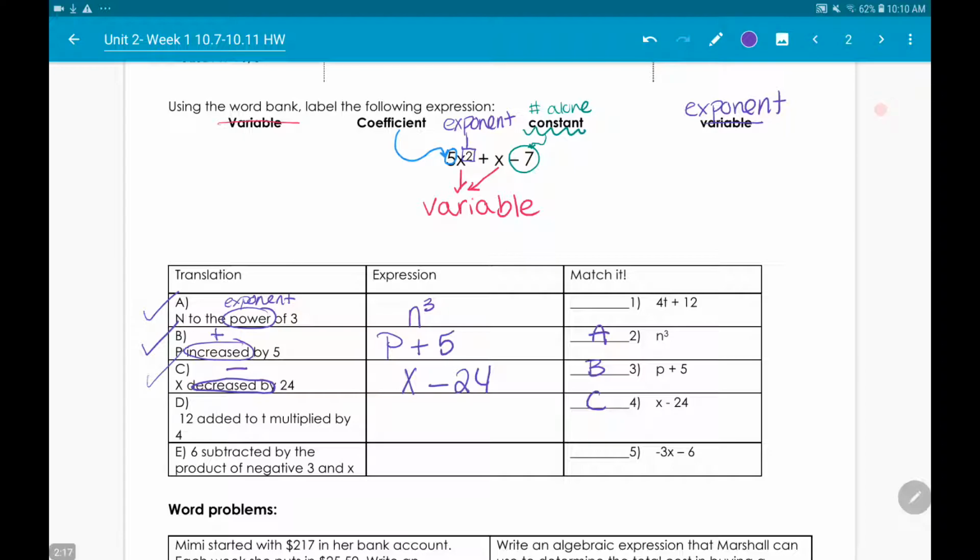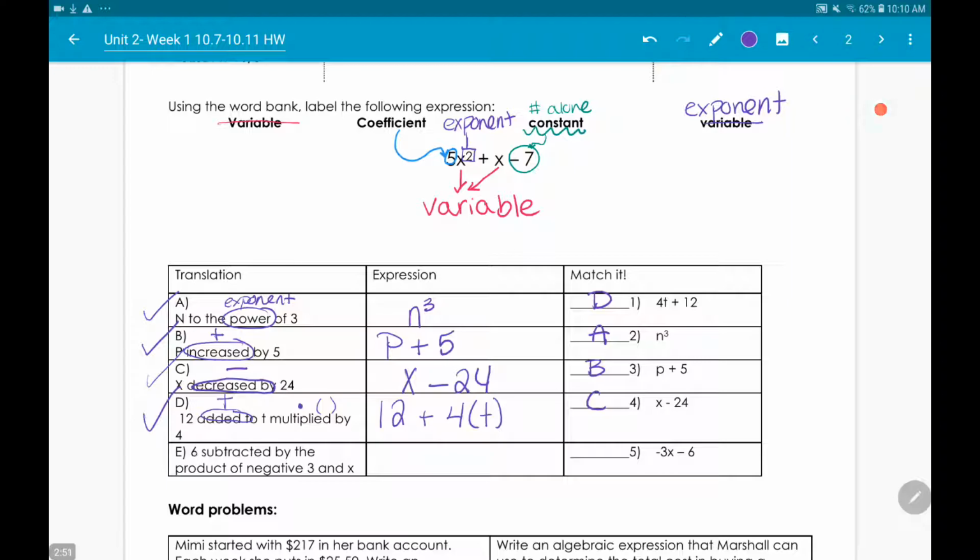Okay, D. 12 added to, so that means plus. So far I have 12 plus. T multiplied by 4. Multiplied is either our dot or parentheses. And we usually put the coefficient first, so I'm going to write it like that. Alright, now which one does this match with? If I look between 1 and 5, it is similar to 1. So that is D.